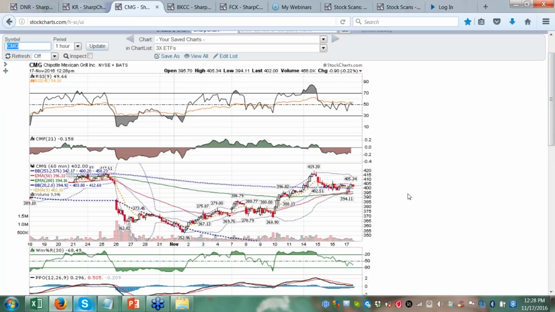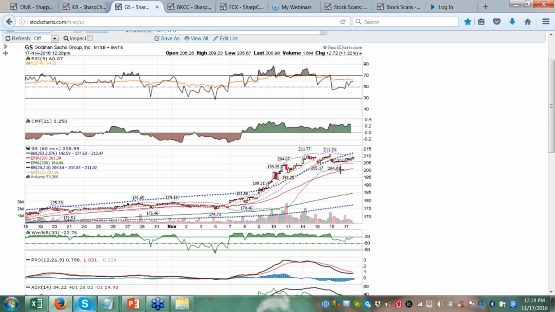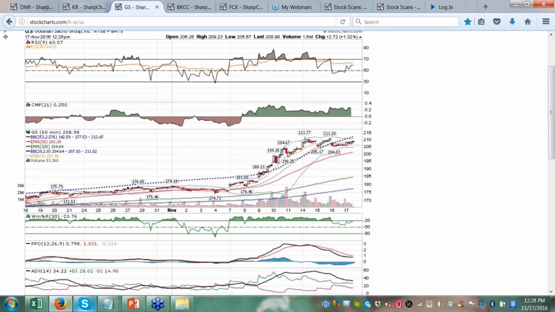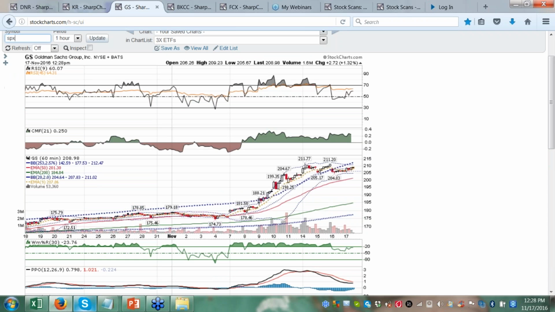And right now, this is kind of an interesting setup. If the options were not so expensive on CMG, to me, a straddle would be a really good trade here. But they're very, very expensive. And then let's take a look at Goldman. All right, so Goldman did pull back from the upper band, and now it's kind of moving up slightly. This is going to be an interesting setup because if it stalls here at the upper band, I would expect a decent pullback here. Let's look at the SPY.